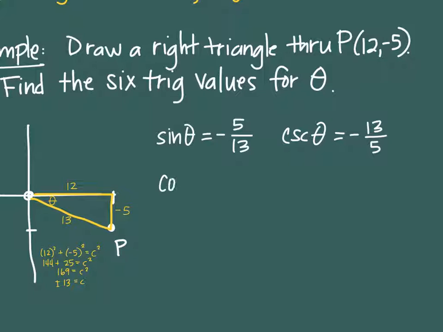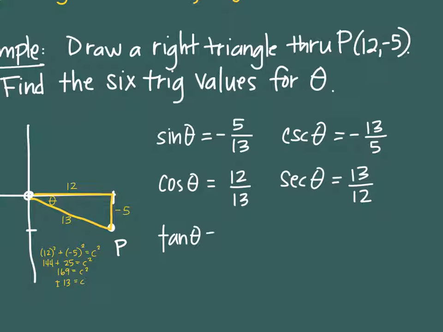Then you'll do cosine. Cosine would be adjacent, which is 12 over 13, which is the hypotenuse, and then secant. So those two are a pair, and they go together. Cos and sec go together. And then tangent, cotangent go together as well. So we'll do the tangent would be TOA. So opposite over adjacent.